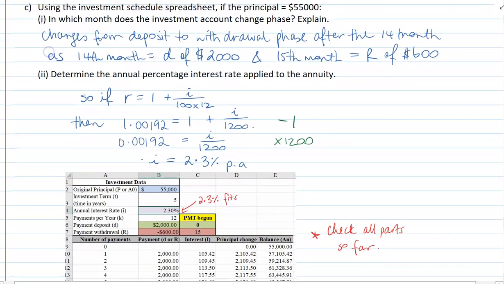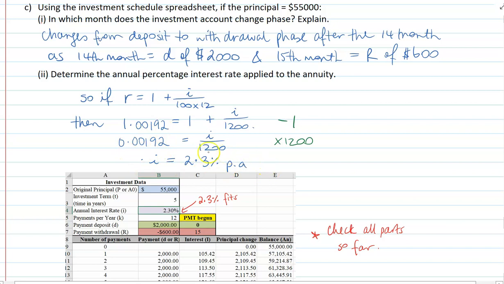For part C, using the investment schedule, if the principal is $55,000, which month does the investment account change phase? Well, we saw that happened in the 14th month. So it went from deposits of $2,000 to withdrawals of $600. Part 2, determine the annual percentage interest rate. So if we've figured out what R is, again we can work backwards and work out our interest rate using that formula.